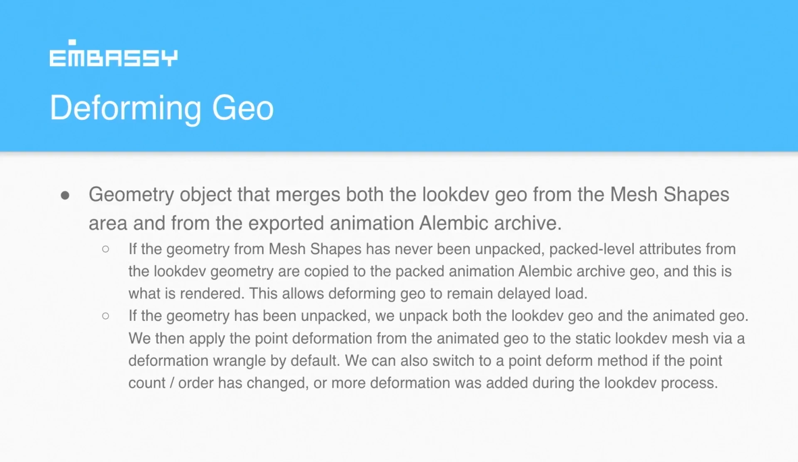If the geometry has been unpacked, we then have to unpack both the lookdev geo and the animated geo, and we apply the point deformation from the animated geo onto the lookdev piece of geo. This is the case if we have to change normals or anything like that, it maintains all the changes that we made. But we do lose the delayed load aspect of it at that point.